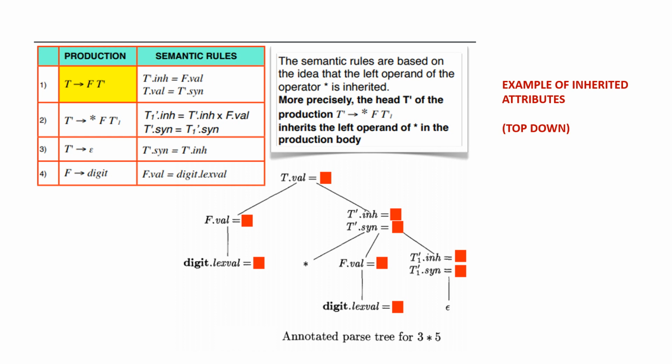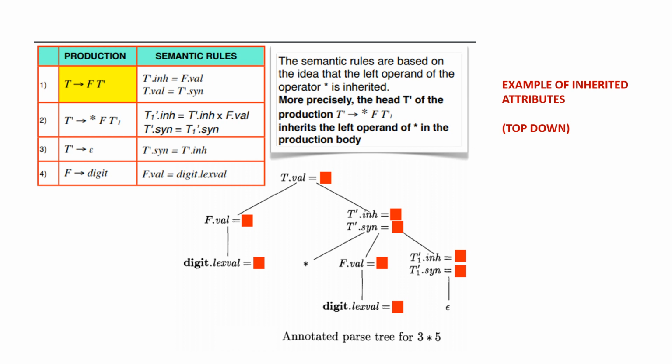So these are the productions. T tends to F T dash. We can call this a prefix format. T tends to F T dash. T dash tends to star F T1 dash. T dash tends to epsilon. F tends to digit. This is the production given. For these productions there are semantic rules, the SDD.